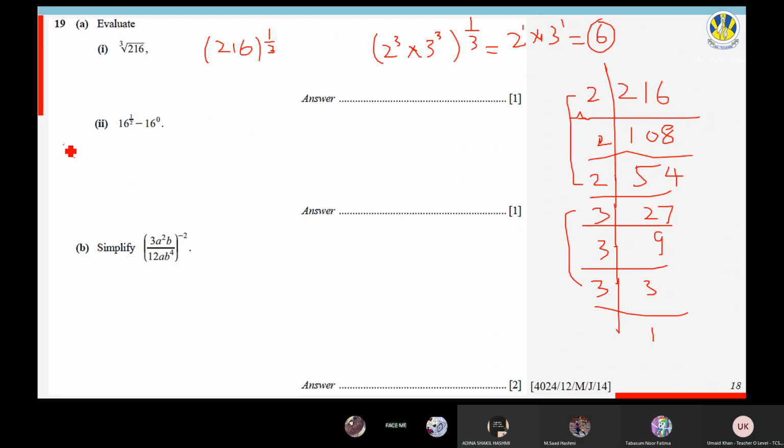Yes, sir. Okay. Now the second part. This one should be easy. 16 power 1 by 2 minus 16 power 0. What will be the answer? It will be minus 1. Minus 1? No, it will be 16 power 1 over 2 minus 1. Yes, this will be the first step. Anything raised to the power 0 is 1. Okay. What about 16 power 1 by 2? What is the answer?